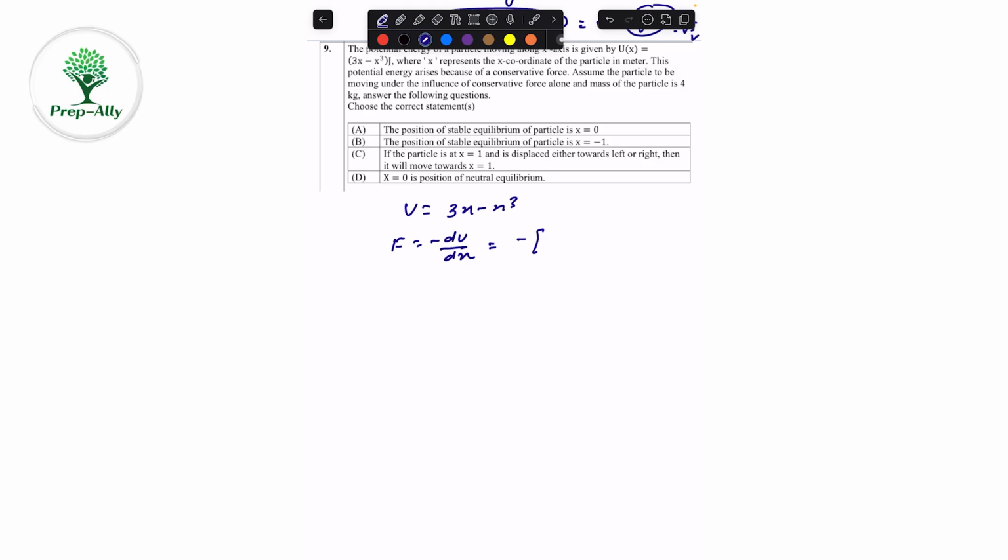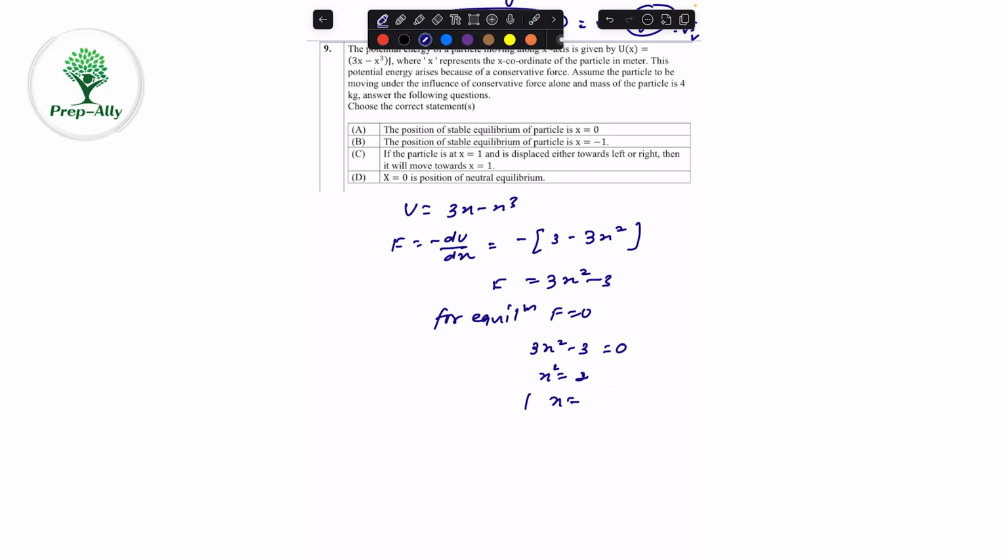So we'll write minus dU by dx, the displacement of 3x minus x cube, which is 3 minus 3x square. This is equal to 3x square minus 3. Now for equilibrium we need F equal to 0, that means 3x square minus 3 has to be equal to 0. That means x square has to be equal to 1. That means x is equal to plus or minus 1.